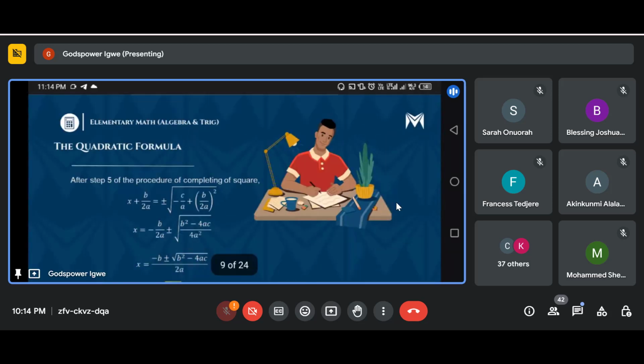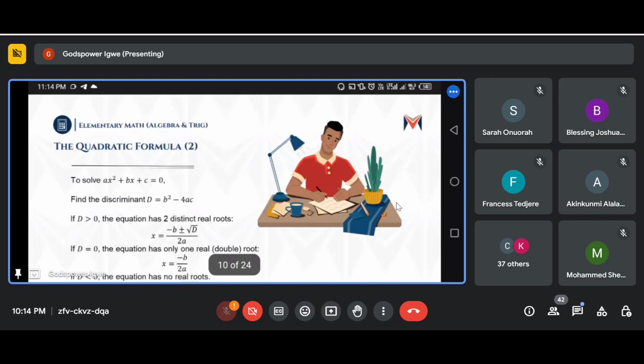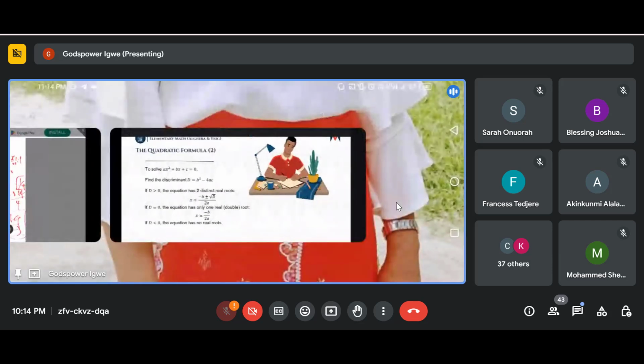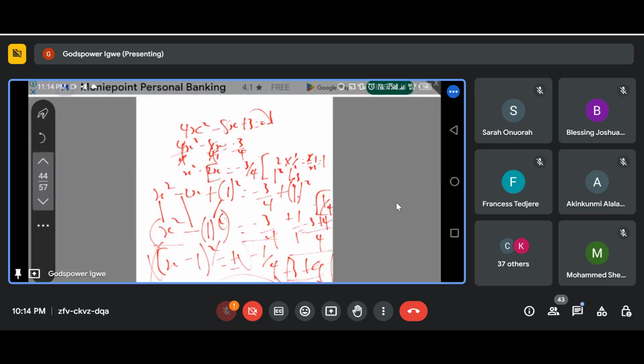Well, that's all about completing the square. If you try another question, you will get it. Let's move over then to the quadratic formula. The quadratic formula is something we already know. Okay, let's solve the same question using the quadratic formula.